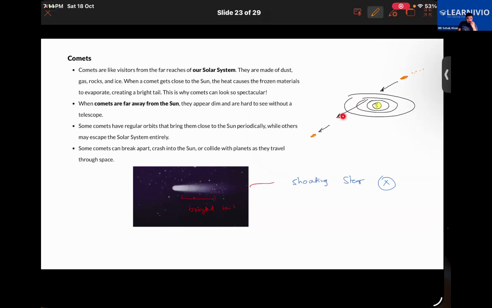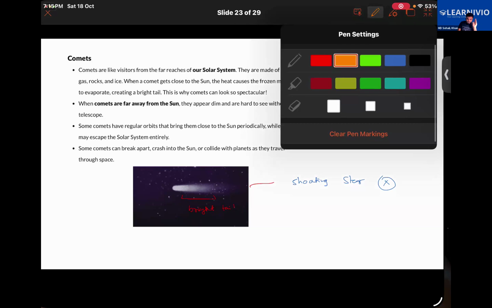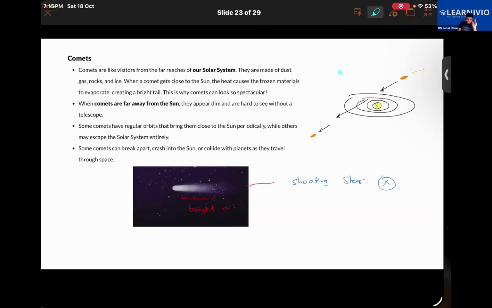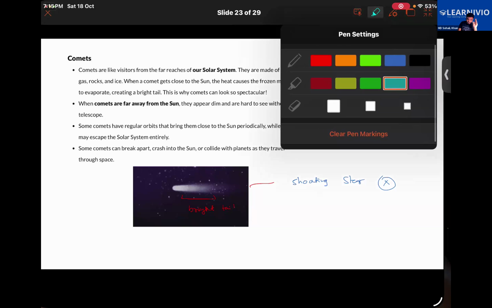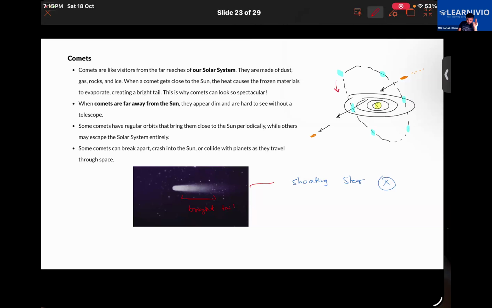While some of them would have a regular orbit that will bring them close to the sun periodically. Suppose we have another comet like that. Let's say it has an orbit around the sun like that. So it will come over here and here and here. It will visit and go back, visit and go back. Getting what I'm trying to say?